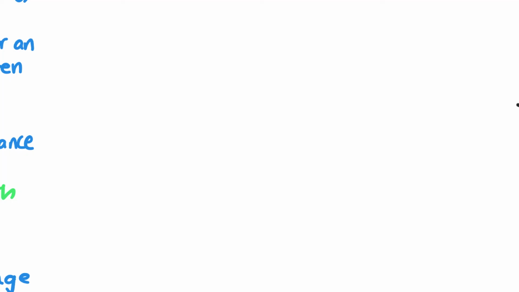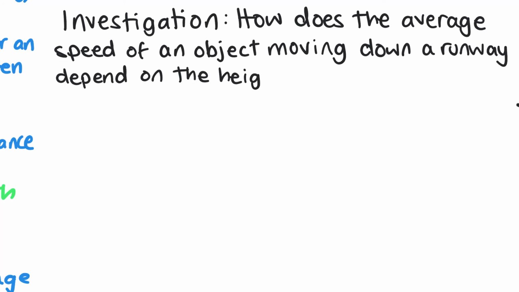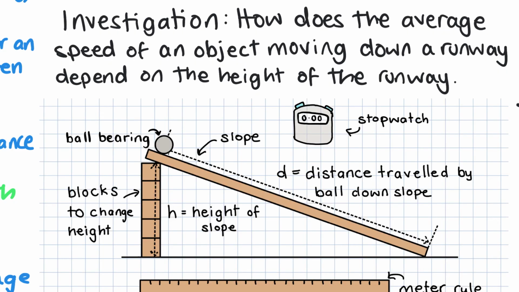So finally, we'll have a look at the prescribed practical for this unit, which is investigating how the speed of a ball going down a runway is affected by the height of the slope of the runway. So let's talk about variables and the apparatus that we need in order to take these measurements. If we want to investigate how the height of the runway will affect the speed of the ball, then we need to change the height of the runway. So that makes the height of the runway our independent variable.